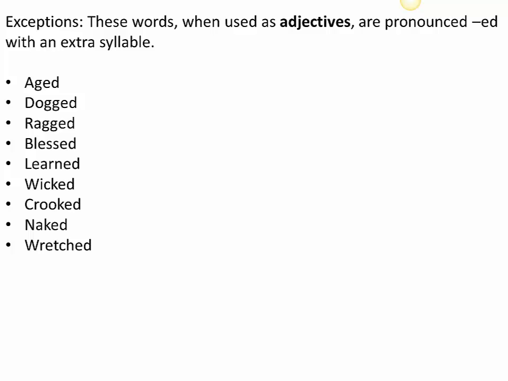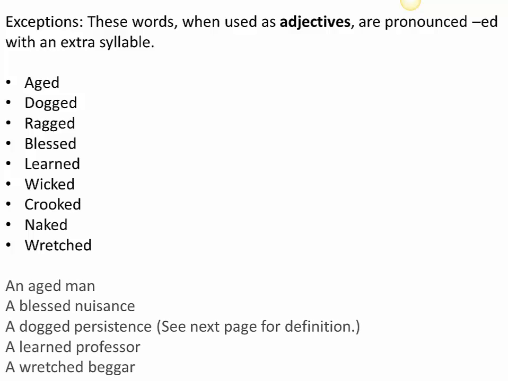Okay, now if you're ready for an extra challenge, you can watch the rest of the video. Here are some exceptions. These words, when used as adjectives, are pronounced with an extra syllable, with that id sound, okay? So I'm going to pronounce these. You may need to look up some of them in the dictionary. Aged, dogged, ragged, blessed, learned, wicked, crooked, naked, wretched.